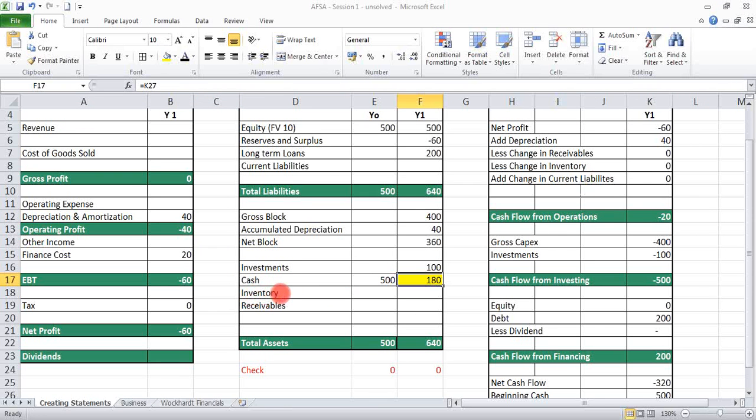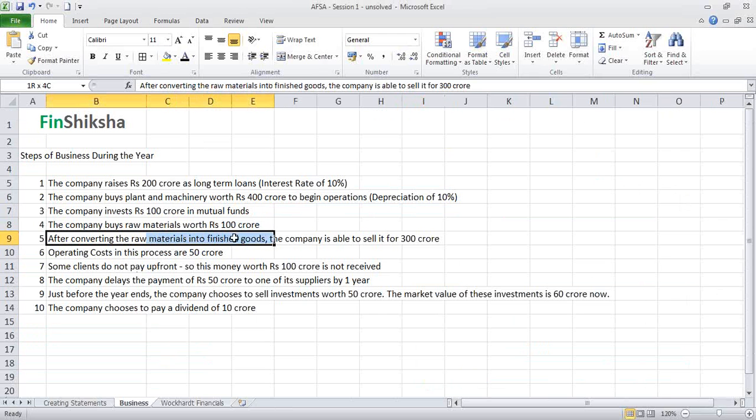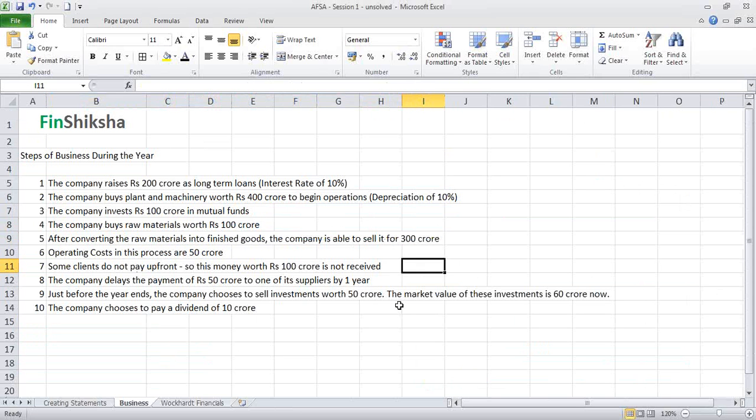It's not said whether they have sold it. They've just bought raw materials worth 100 crore. They would have used cash to buy it. So once again, cash will go down and inventory will go up. That's all that is going to happen. I put 100 here. Automatically, the cash goes down from 180 to 80 and the balance sheet stays balanced once again. Correct?